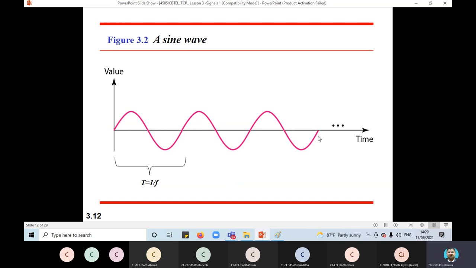1, 2, and 3. So within 1 second, you get 3 complete cycles, or 3 revolutions, 3 oscillations, 3 wave components. Okay, so this is the rate of change of the signal. Within a second, how many signals keep on occurring? That is what we call the frequency. So when it comes to sinusoidal signals or sine waves, the most important parameter is frequency.